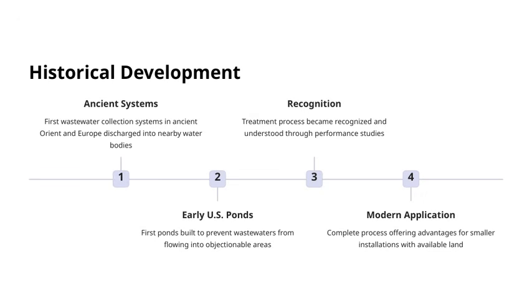Let's take a look at the historical development of wastewater treatment. Starting with ancient systems, the first wastewater collection methods in both the Orient and Europe simply discharged waste into nearby water bodies. It was a straightforward approach, but it laid the groundwork for future improvements. Moving forward to early U.S. efforts, the first ponds were built specifically to prevent wastewater from flowing into areas where it might cause problems or be objectionable. These early ponds were an important step in managing waste more effectively.